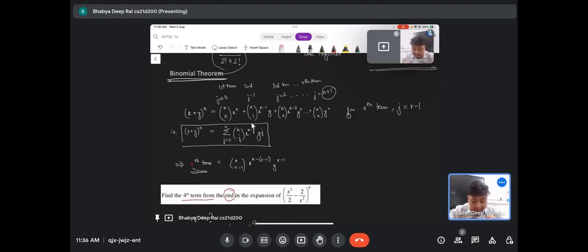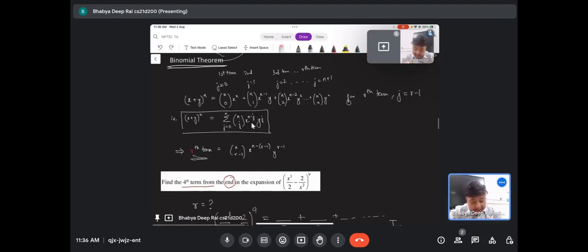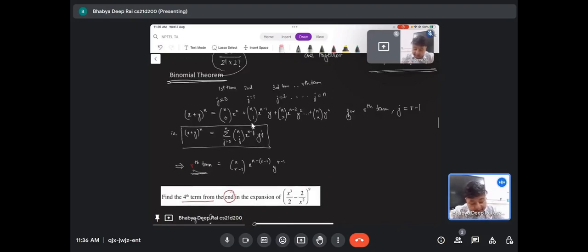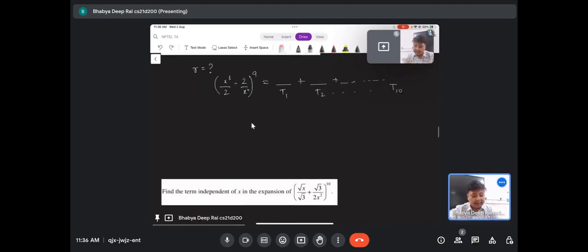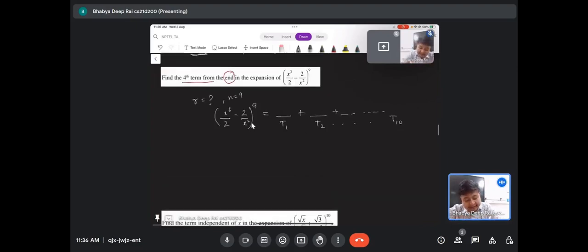Sorry, second term, third term, and so on, until it goes to the n plus 1 term, right? Because it starts from 0. That is the key idea. It goes to the 10th term. n is 9 here. So what do we do now?